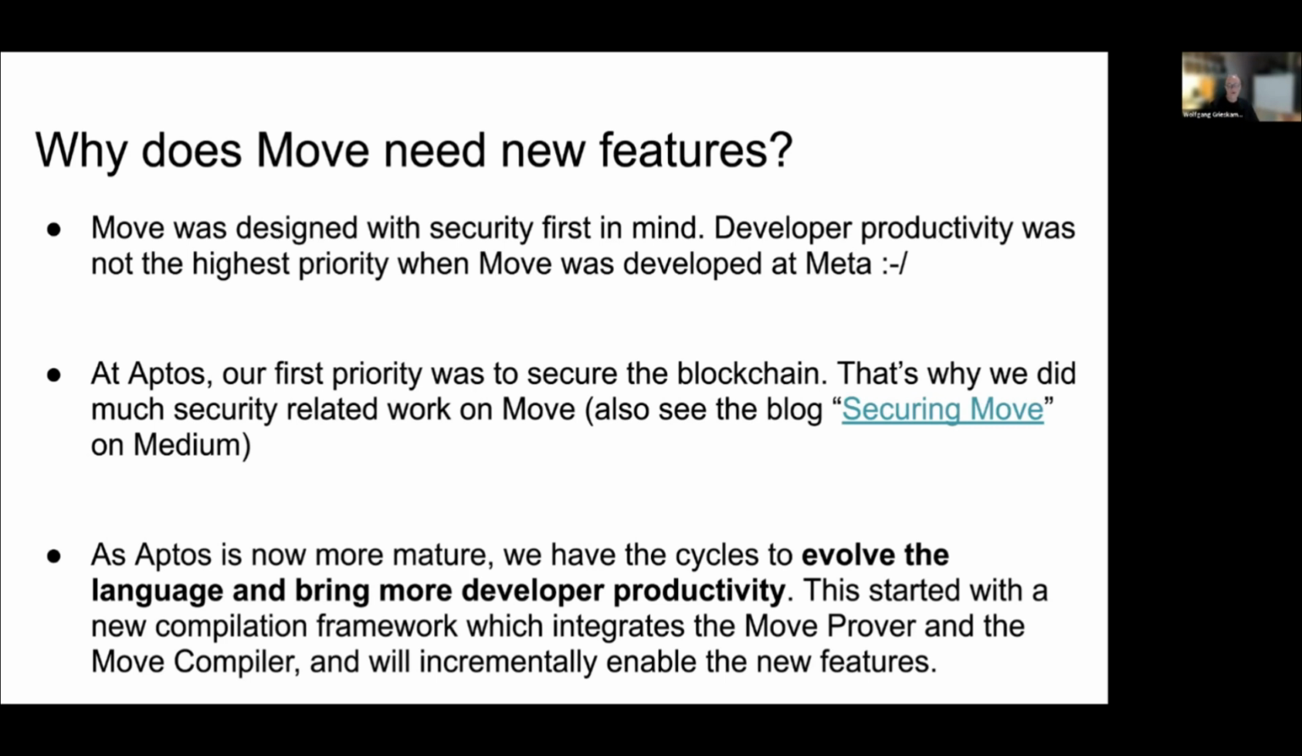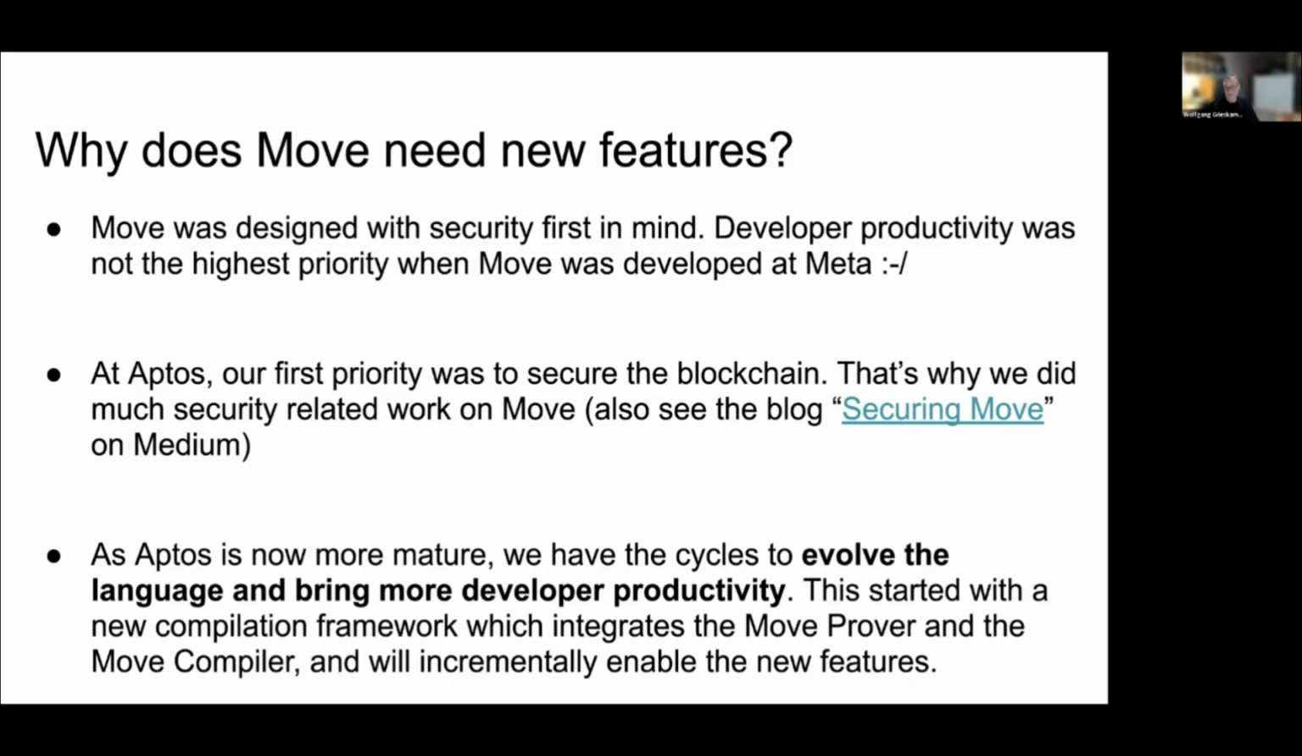But now, at this point, we feel we are a little bit more mature regarding our security. So we have the blockchain running. We feel more confident that everything is good. And now we think we are ready to evolve the language and bring more developer productivity. And that started for us with designing a new compilation framework, basically a new compiler for Move. I will only say that much about this.